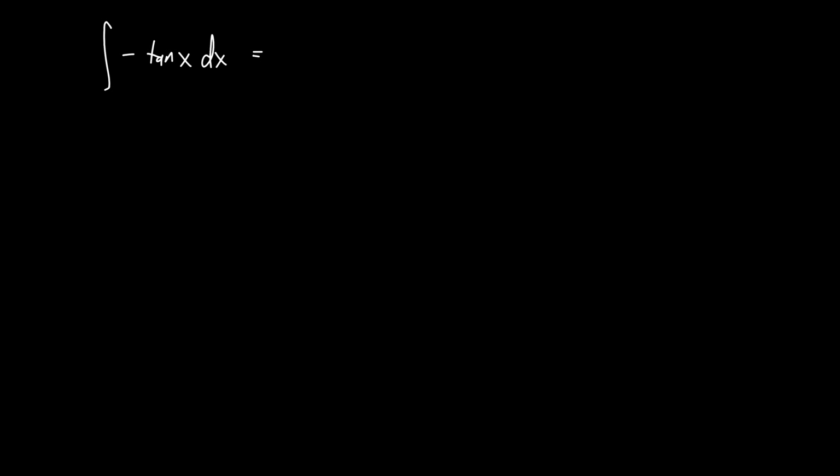In this problem, I'm being asked to take the integral of negative tangent of x with respect to x. Now, I don't have an integration rule that immediately matches this, but I do know I could rewrite tangent as the quotient of sine of x and cosine of x. Now, from here, is there a memorization rule or an integration rule that fits this form?